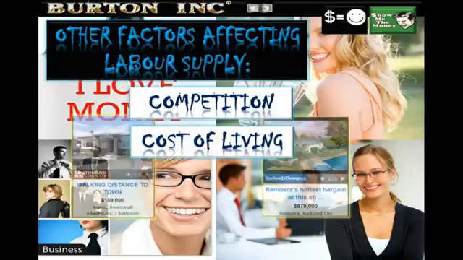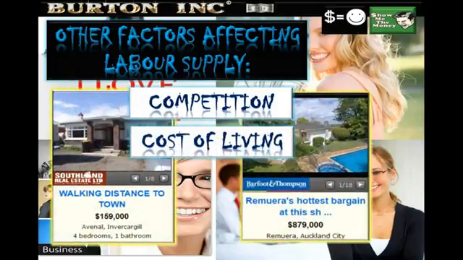Cost of living, another important thing to consider. Cost of living in a particular area. Now, although more people tend to live in cities, a higher cost of housing and other expenses may deter others from locating in these areas, so reducing the potential supply of labour to a business. A lot of people would not have the money to locate to Manhattan, for example.